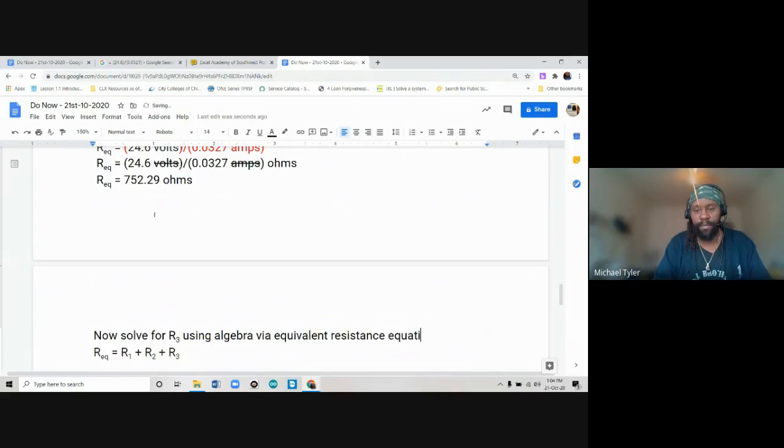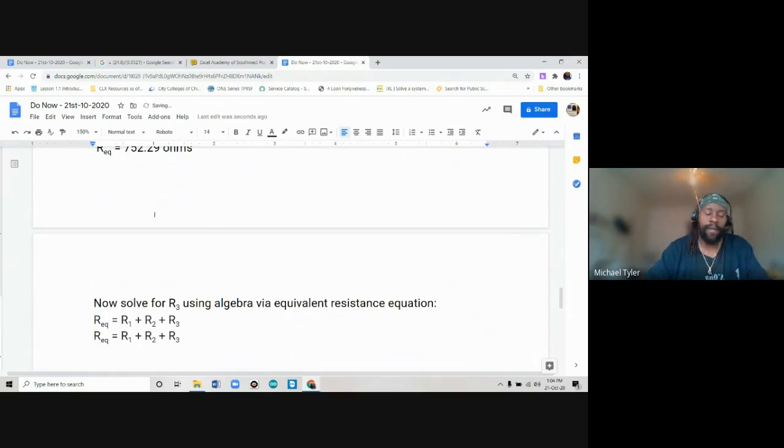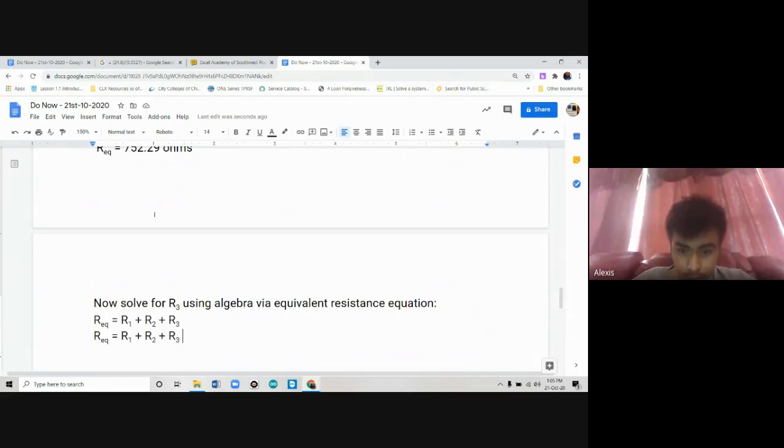Equation. Okay, so let's do that. All right, how do I get R3 by itself? Well, I got to do the opposite of everything around it to get it to the other side of the equation. So that's real simple. Let's just look at that.